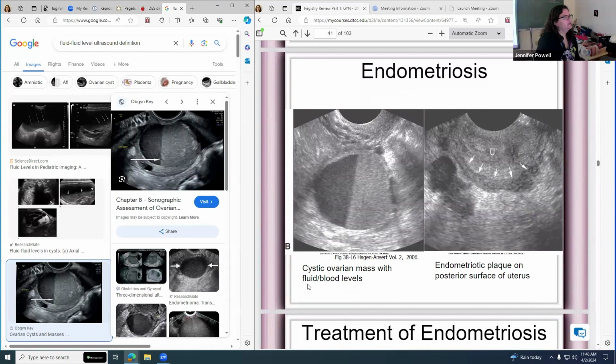Okay. Here's another example. Cystic ovarian mass with fluid blood levels. So one of these is blood. I suppose this looks more solid and this looks like it's probably blood that's starting to coagulate. And this is that endometrial plaque on the posterior surface of the uterus.